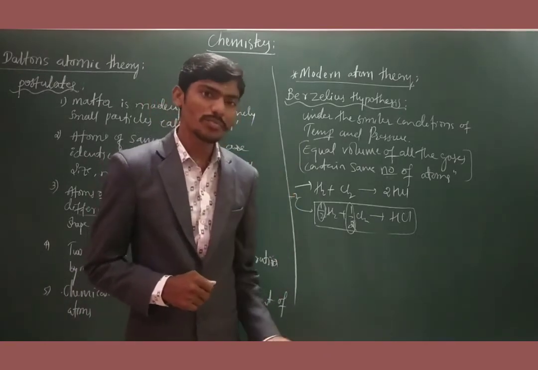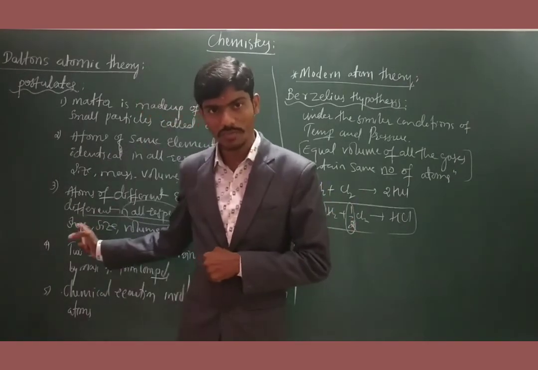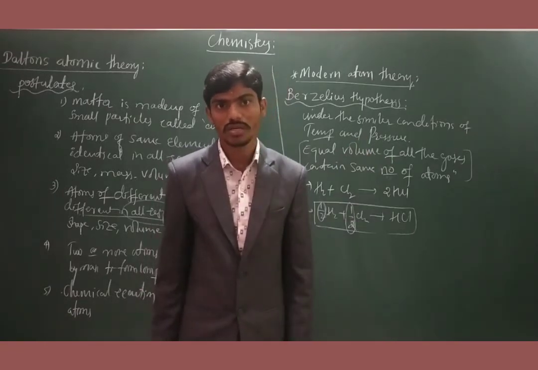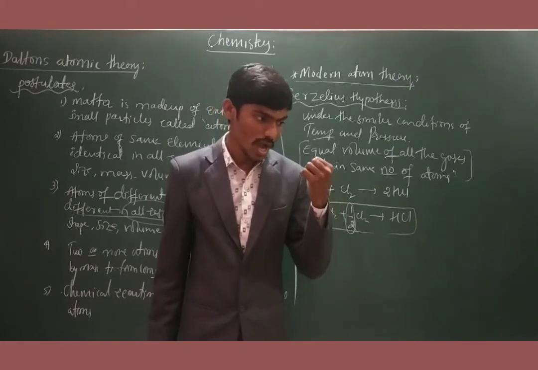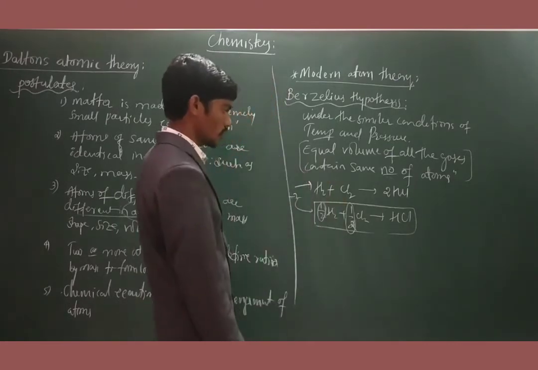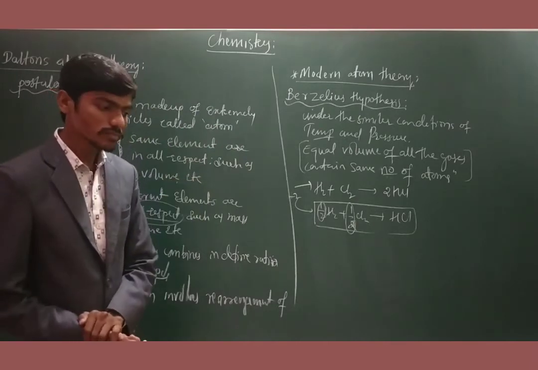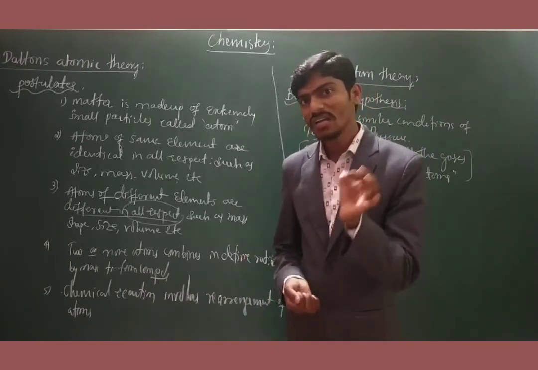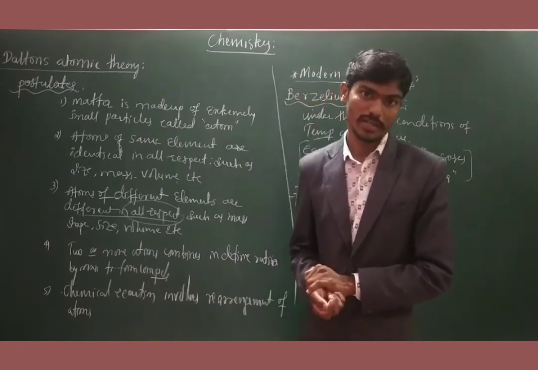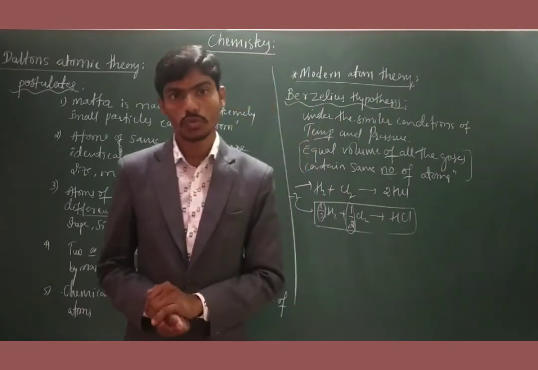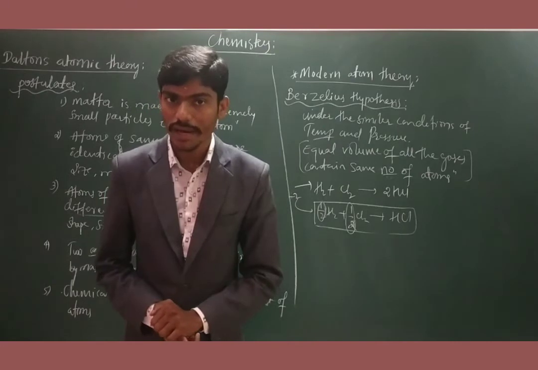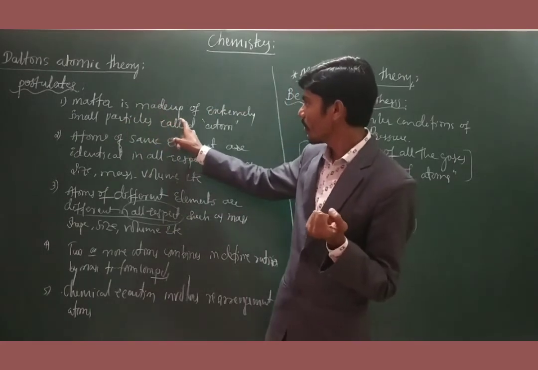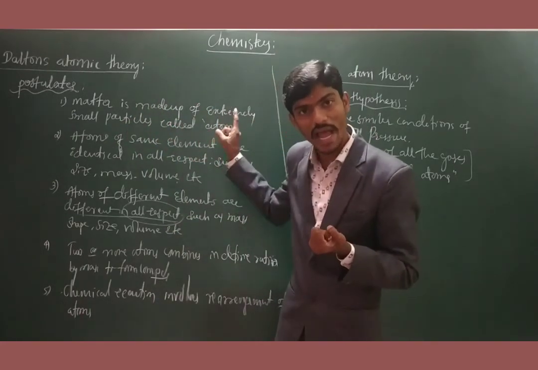So in order to avoid this conflict between Dalton's atomic theory and Berzelius's hypothesis, Avogadro gave his theory, known as Avogadro's hypothesis, and he considered that matter is made up of two kinds of ultimate particles: one is the atom and the other is the molecule. Avogadro considered, as the first point, that matter is made up of extremely small particles called atoms.